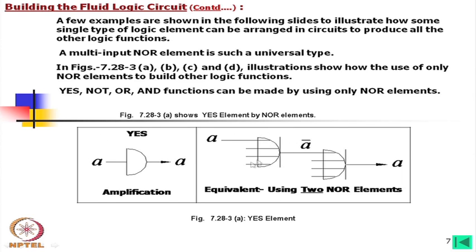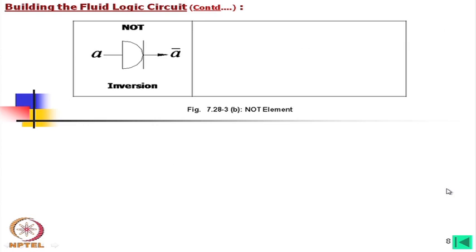We do not have the YES device, but we had the NOT device. Now, you simply connect another NOT device in front of it and you will get this output. So, combining these two gives this YES gate. This means that the YES gate can be made by two NOR elements. Let us take another.